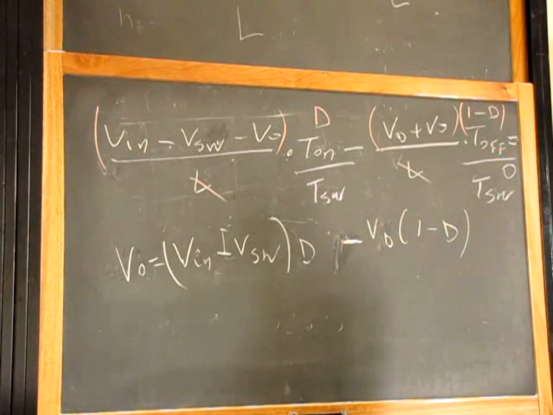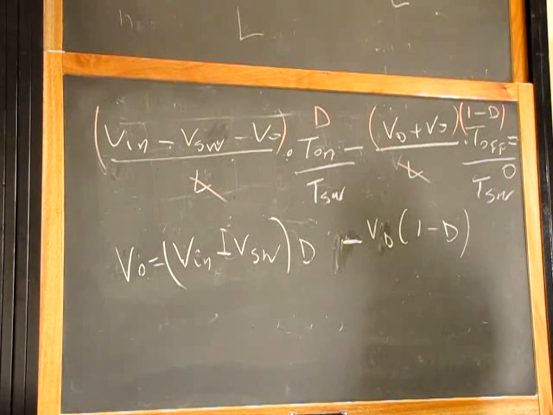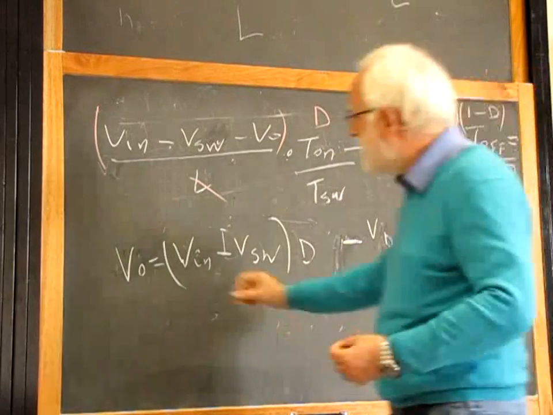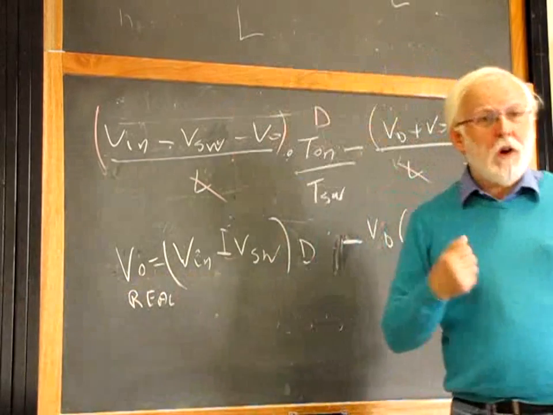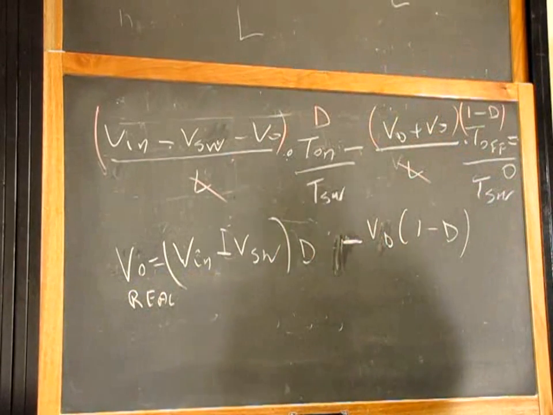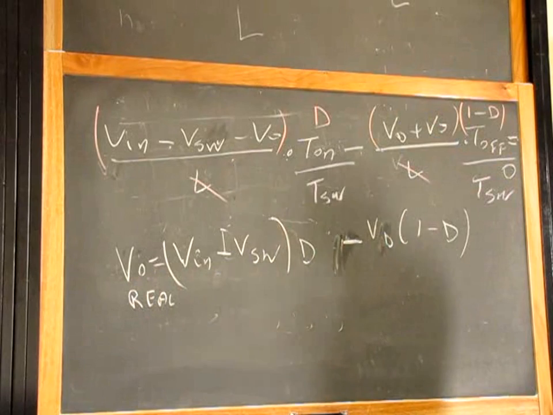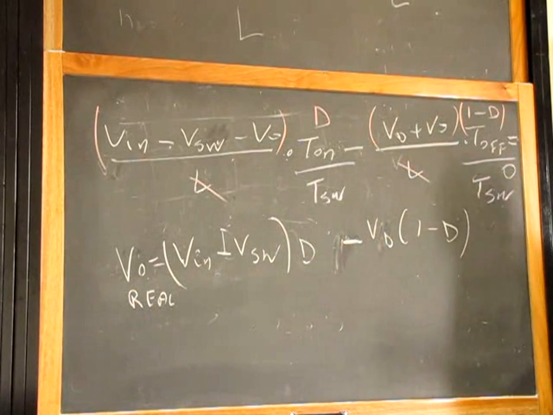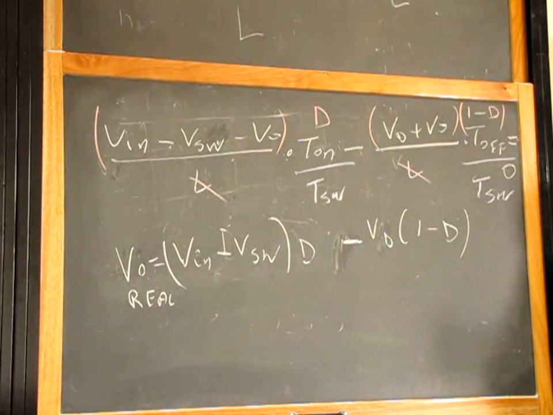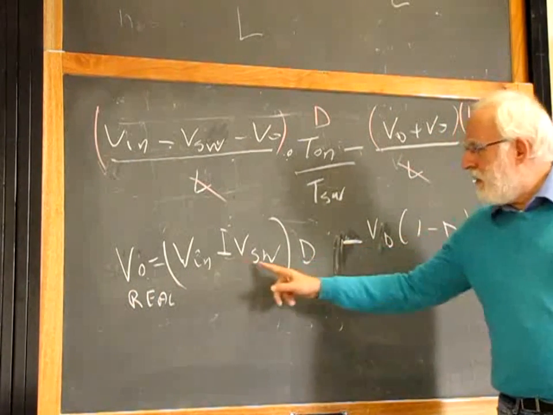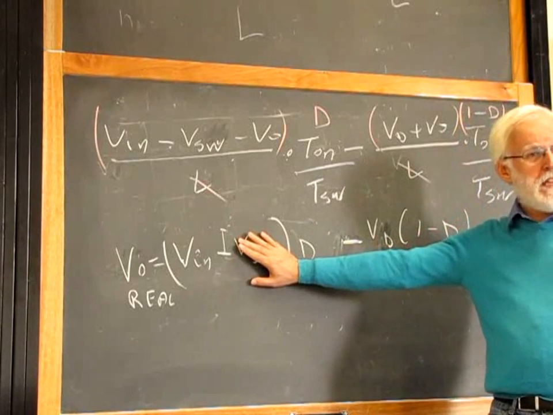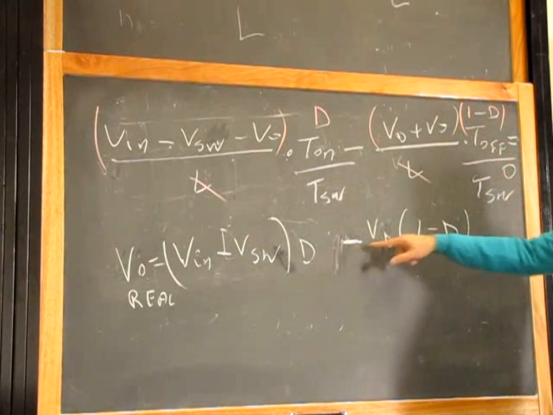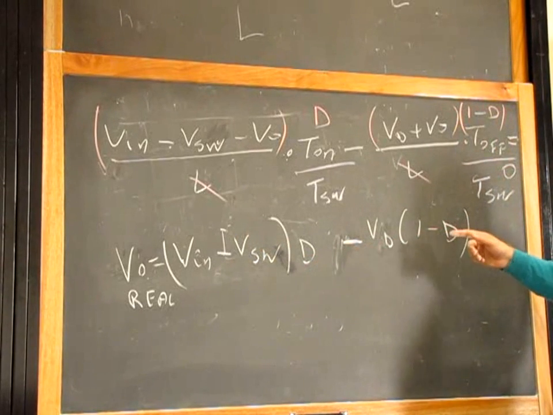Okay, and you see immediately from this equation the real output voltage, if we include the losses, is always smaller than the ideal output voltage. That makes sense, because if you produce losses, your output voltage will go down. You have V minus V switch times D. The original was just V times D. And here you have minus another voltage times 1 minus D. Too bad.